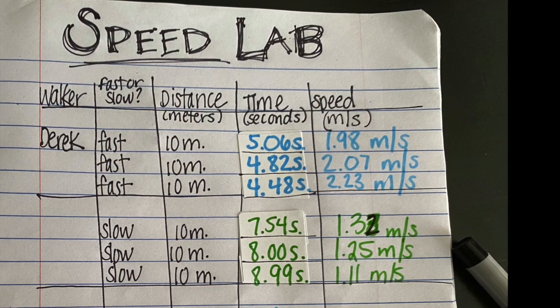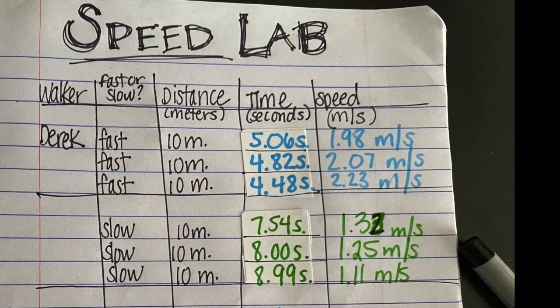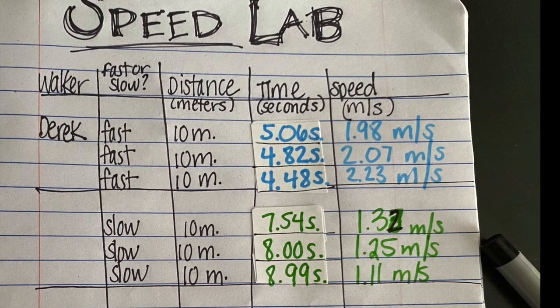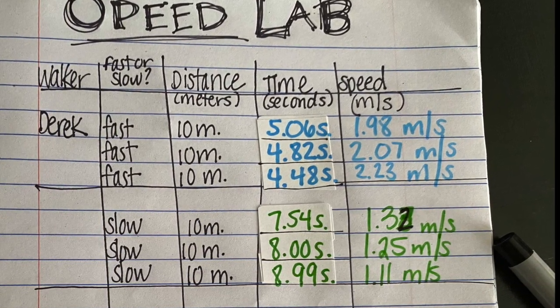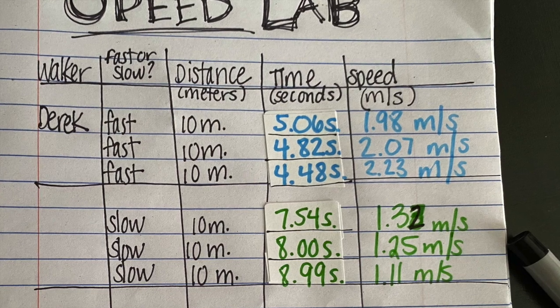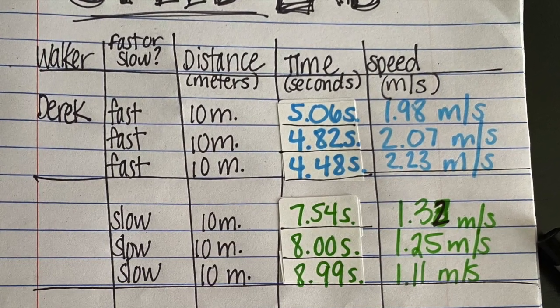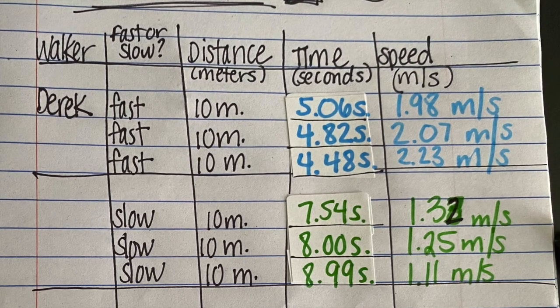Ooh, I can see Derek's new speeds now. Looks like 1.32 meters per second. That was his speed the first time. 1.25 meters per second for his second trial, and 1.11 meters per second for his third trial.